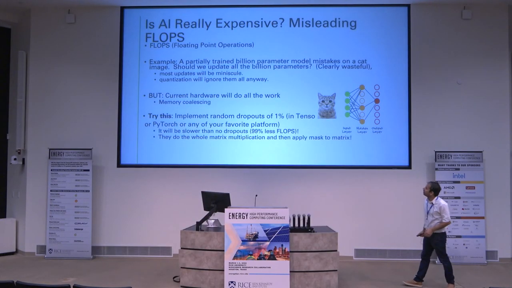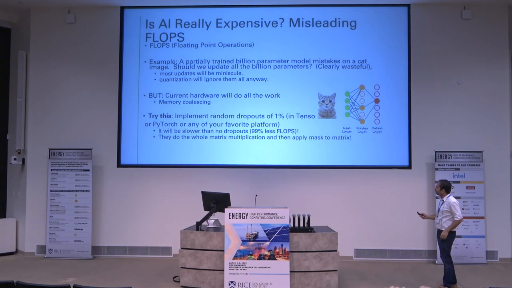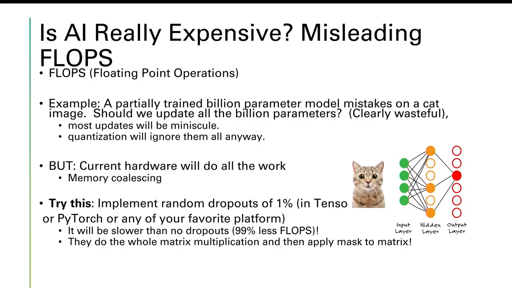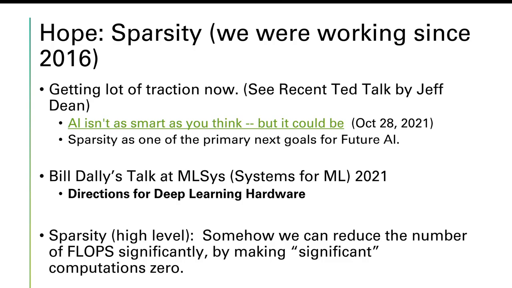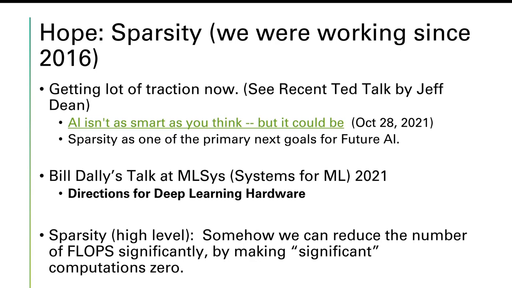All right. So the question is, is AI really expensive? And I want to say that it's about misleading flops. If we measure AI in terms of flops, we are going to get misleading results. Now, by the way, FLOP stands for floating point operations. It's a very common terminology in high performance computing literature, because we care about how many arithmetic operations there are and how much I can process. But there are always a lot of conditions here. I can process a lot of arithmetic operations if they are of a particular form. Not all arithmetic operations can be processed at the same speed. So that's the distinction.